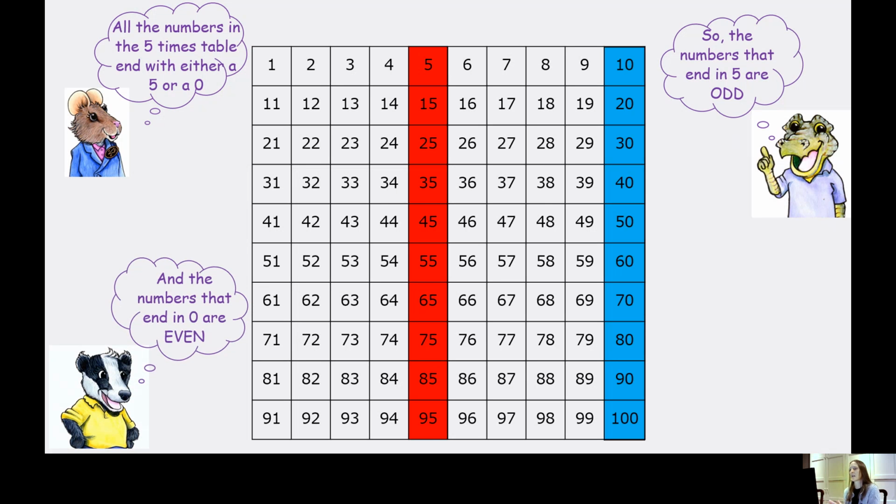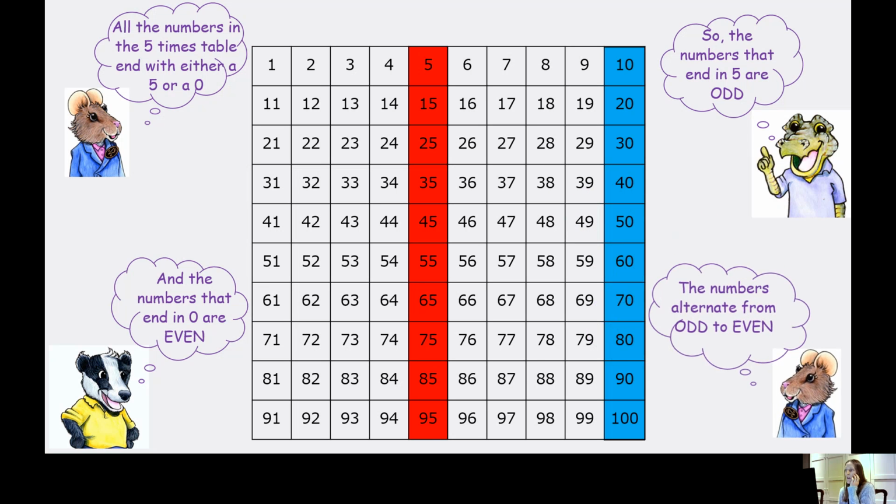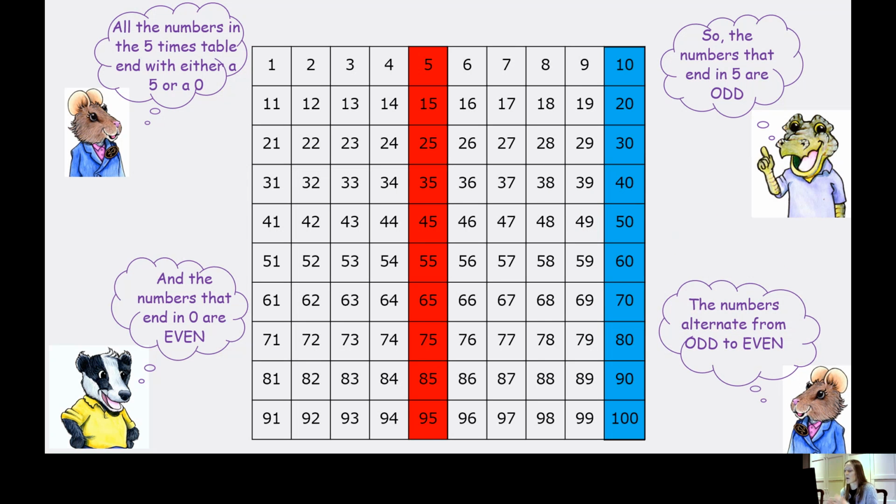So Betty says the numbers ending in 0 are even. And again, absolutely right. Because even numbers end in a 2, a 4, a 6, an 8, or a 0. So that's right, all those numbers in blue in the 5 times table are indeed even. And actually, you might notice this pattern. Look, the numbers in the 5 times table alternate between odd and even.